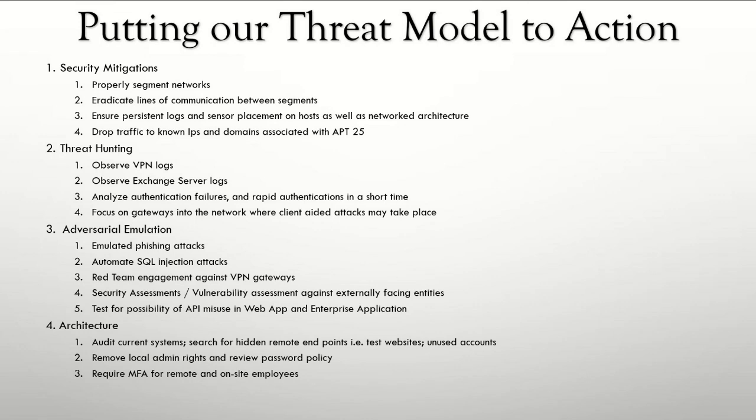So we're going to put this into action. We're going to take what we have in our model and think about security mitigations. What security mitigations can we put in place at the different critical nodes to stop them from reaching their goal of getting to the application server in our internal network via the methods that they have traditionally used in the past? These are examples of them. For example, drop all traffic from IPs known to belong to or be associated with APT25 or their partners.